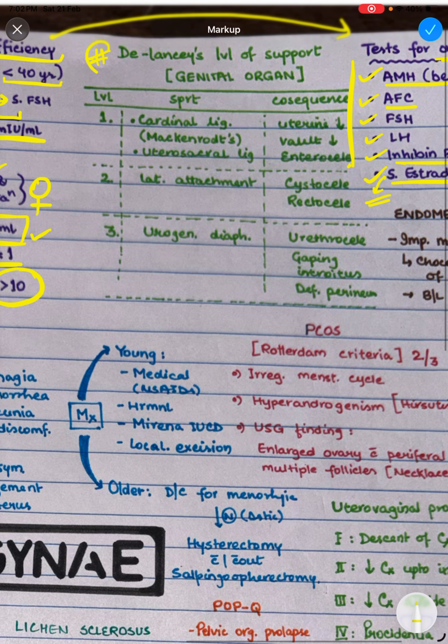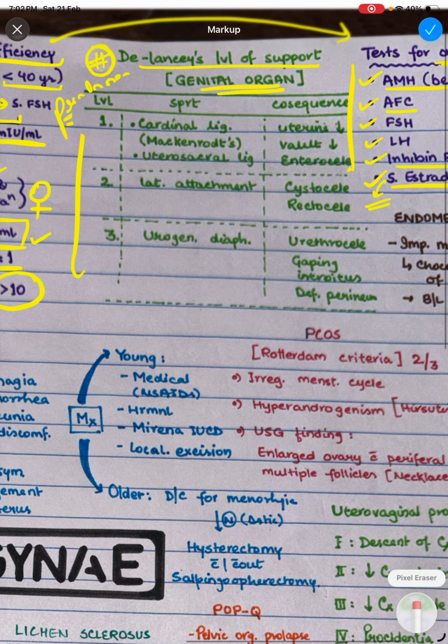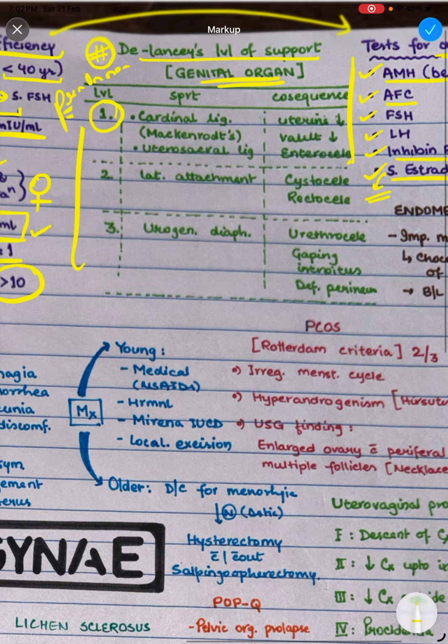This part of gynecology is DeLancey's levels of support, because there are many prolapses. So for that we have DeLancey's levels of support. We get various questions on this. These are the genital organs and their supports, so there are levels for this. These are the supports and these are the consequences if the support doesn't work. This is the second level and third level.